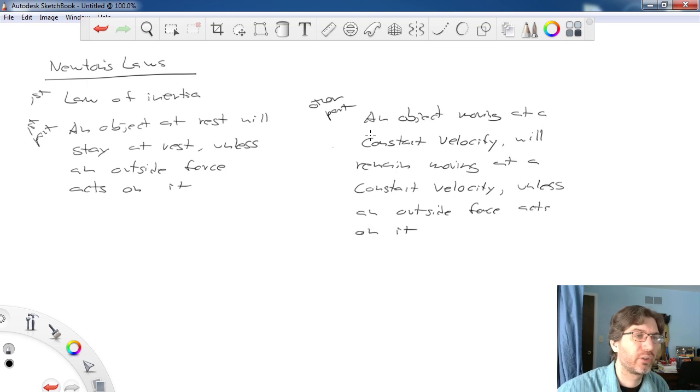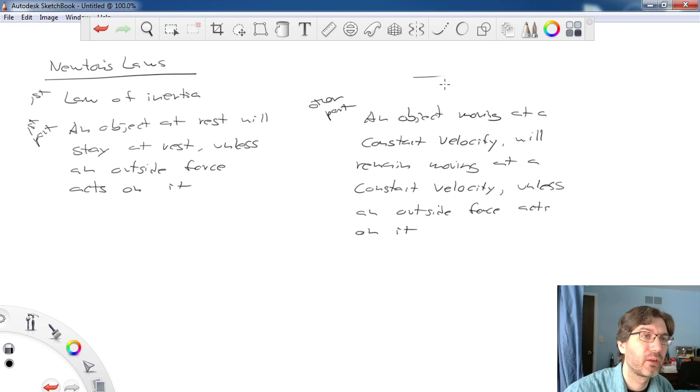acts on it. So here, if something is moving at a constant velocity, meaning it's not accelerating, so it's not speeding up, it's not slowing down, and it's not changing direction, you need an outside force to either speed it up, slow it down, or change its direction to accelerate it. If not, it will continue going in that straight line path indefinitely. It will never stop unless an outside force acts on it.